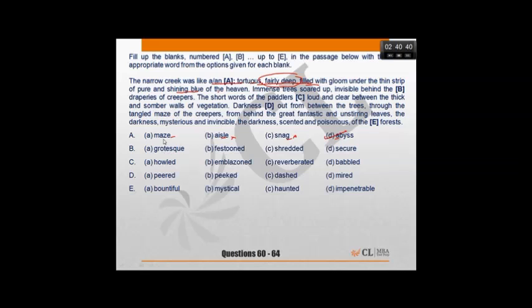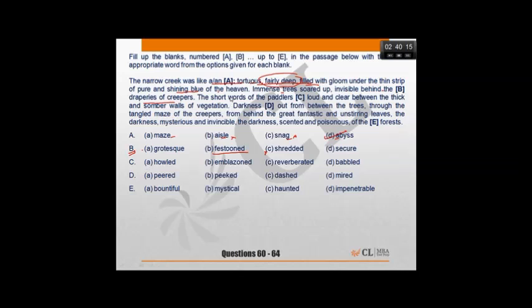Okay, so abyss. Immense trees soared up invisible behind the dash draperies of creeper. Behind the grotesque draperies of creeper, the shaded or secure. Shaded, I'm not sure, but I'm not sure about the word festooned. So let me just leave this and come back to it, and let me see if I can get the answer after looking at the others.